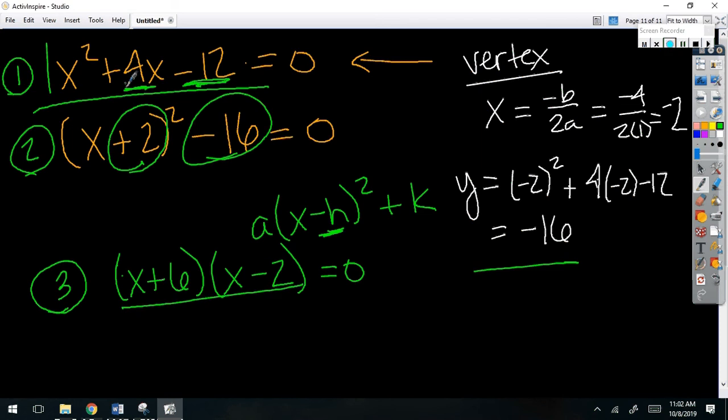I factored x squared plus 4x minus 12. What multiplies to negative 12 but adds to 4? 6 and negative 2. Okay? So that's giving me the zeros.